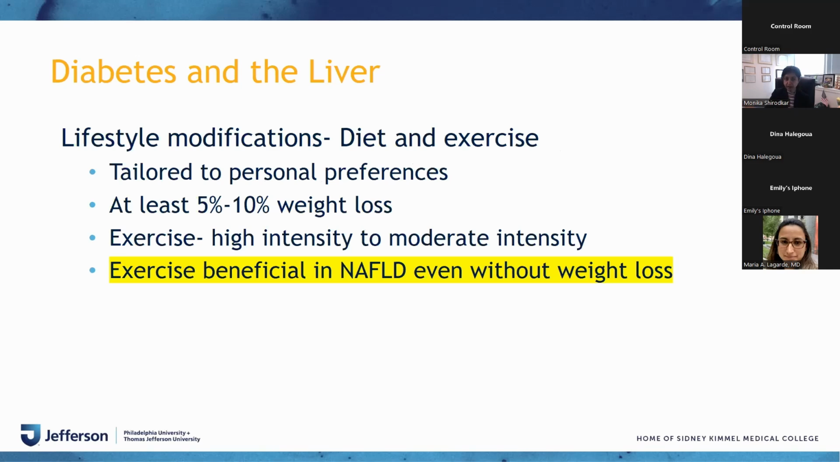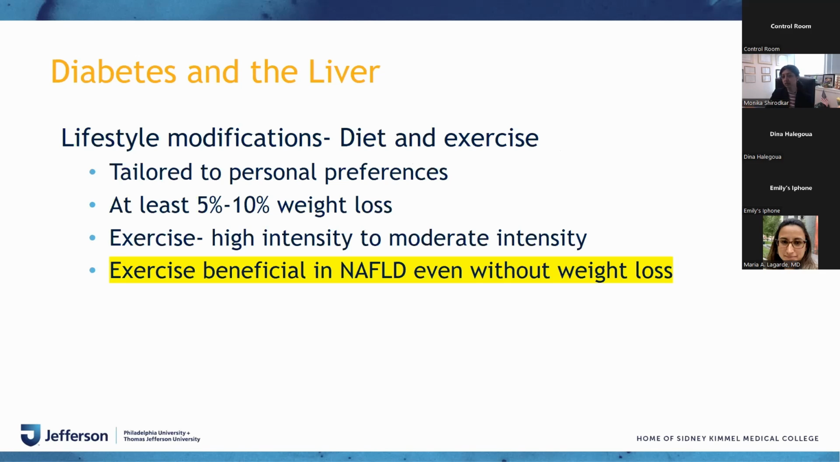And you heard a little bit about the lifestyle modifications and diet and exercise, which I thought was really great. Some of the key points there is really the type of diet, but also we tend to like to tailor it to your personal preference. We know the importance of weight loss. What I really thought was interesting was that exercise was beneficial in fatty liver, even without weight loss.